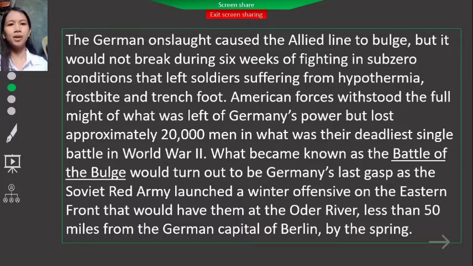What became known as the Battle of the Bulge would turn out to be Germany's last gasp as the Soviet Red Army launched a winter offensive on the Eastern Front that would have them at the Oder River, less than 50 miles from the German capital Berlin by the spring.